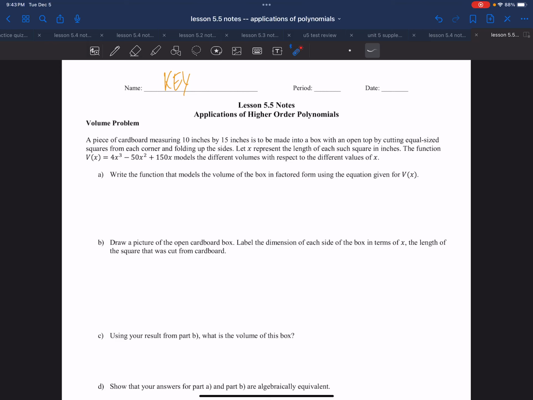This is on the applications of higher order polynomials. We're really just going to work one simple volume problem. It's kind of a thing to just explore from class. We're not doing a whole lot of applications with polynomials here.